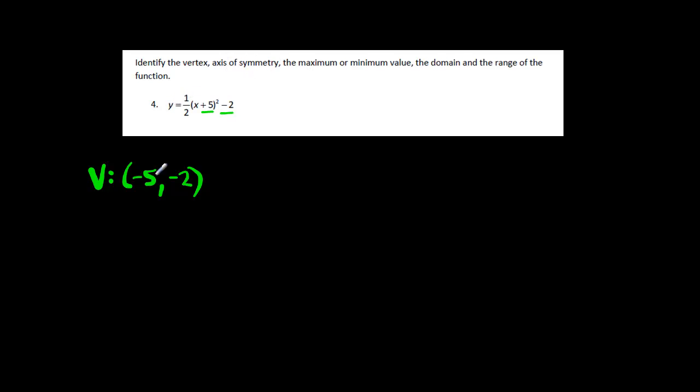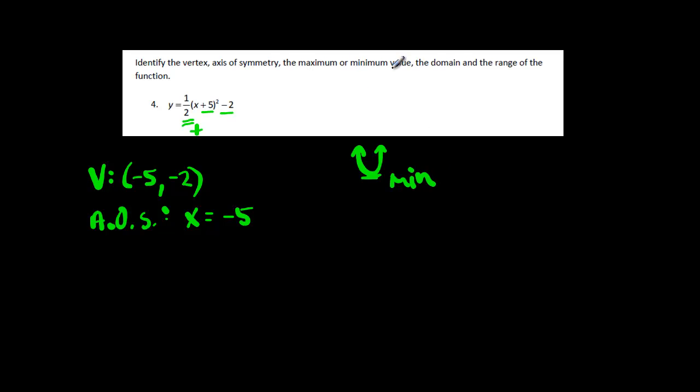They also want the axis of symmetry. The axis of symmetry is always x equals h, or the x value of the vertex. It asks if it has a maximum or minimum value, and what is that value. In order to find that out, we have to find out what a is and whether it's positive or negative. It's positive. It's a positive 1/2. If it's positive, it means it opens up. And if it opens up, it's going to have a min value.